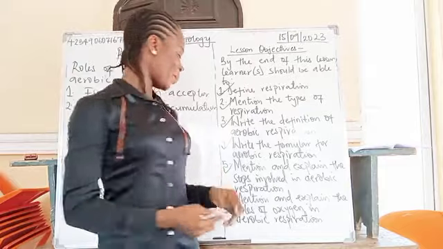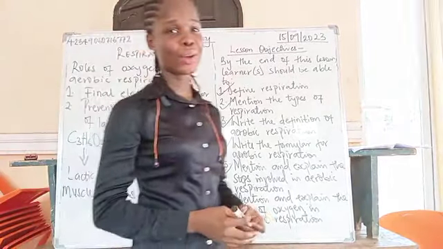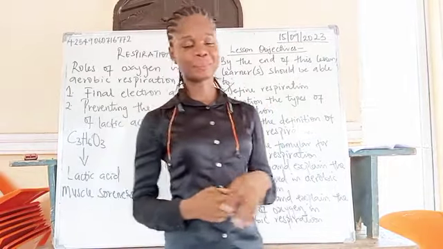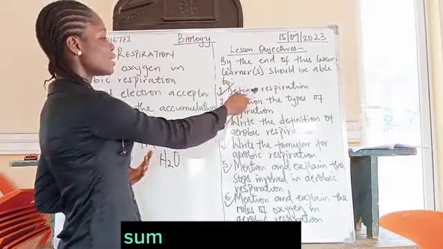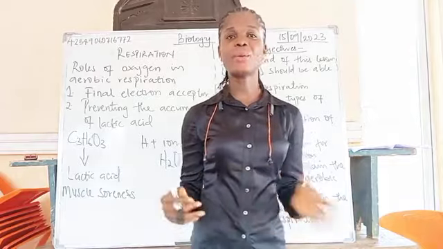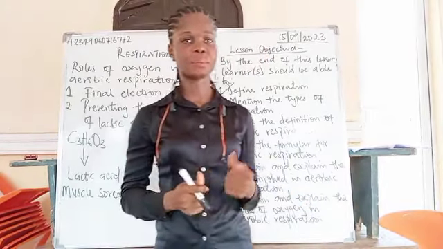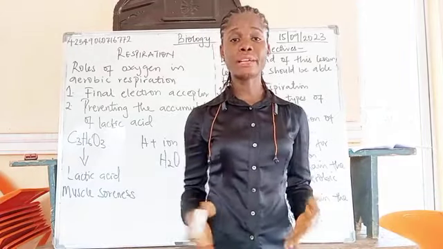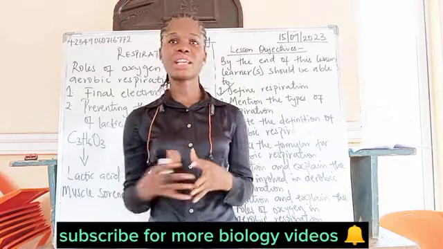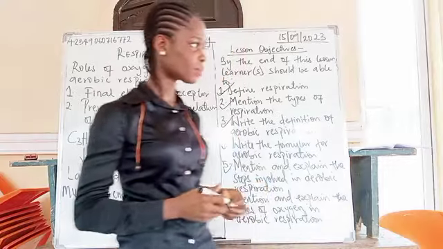With this, we have been able to achieve our last lesson objective. I will quickly give a summary. We looked at the definition of respiration, and we defined respiration as a process by which living cells break down glucose to release energy. And I told you that you can also say that respiration is the process by which living organisms exchange gases with their environment, and glucose is oxidized to release energy.